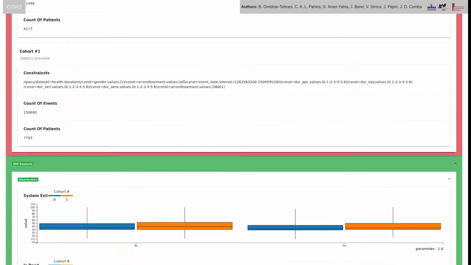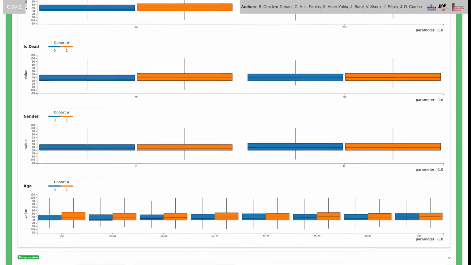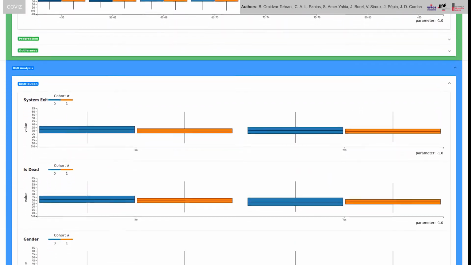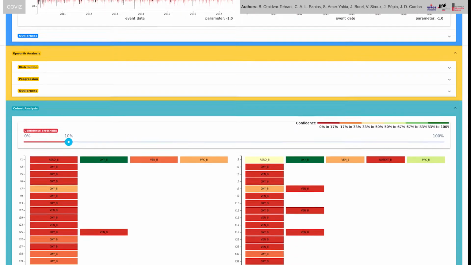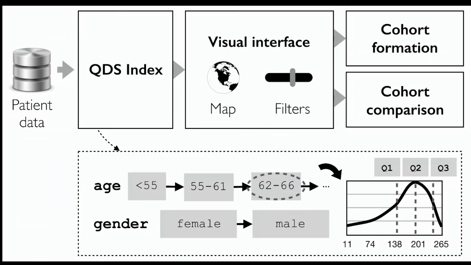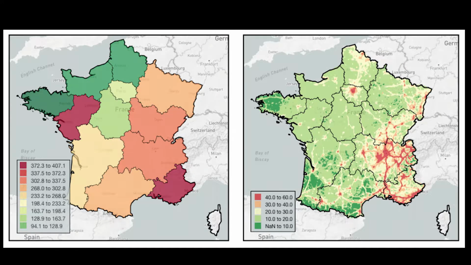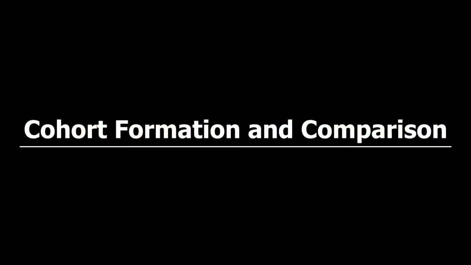And last but not the least, it provides cohort comparison that is applied to multiple cohorts to compare their statistics and health trajectories. COVIZ relies on QDS, a novel data cube structure that encodes and indexes various data distributions to enable their runtime and memory-efficient retrieval. Additionally, COVIZ visualizes air quality data in the regions where patients live to provide explanations.